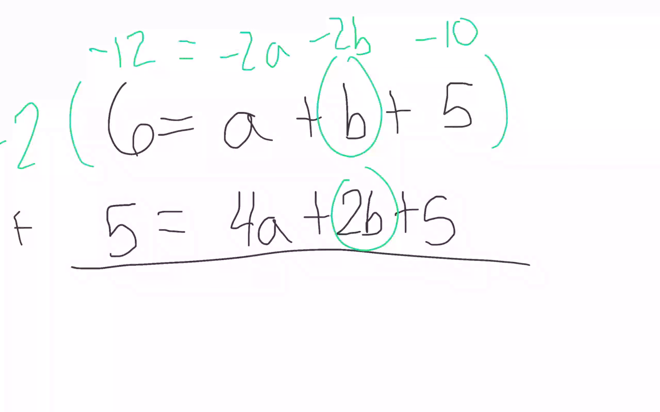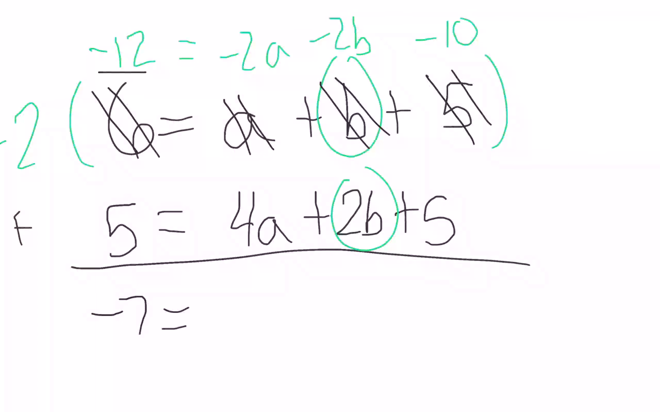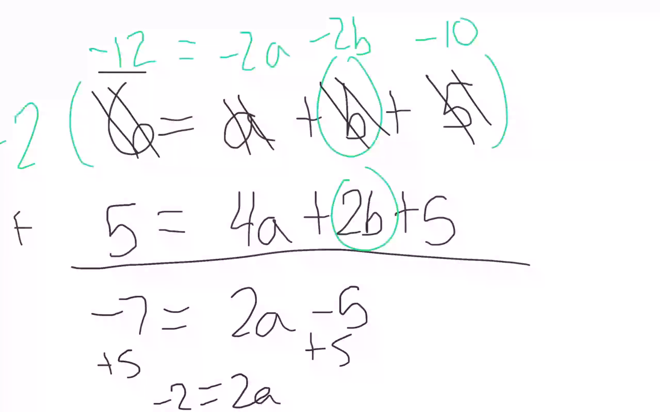Then I'm going to add those things together. That will give me negative 7, because I don't need these anymore, so I'm just looking at this top number and this bottom number. That's going to give me 2a, no b's, and negative 5. I'll add over the 5, which gives me negative 2 equals 2a, or a equals negative 1.